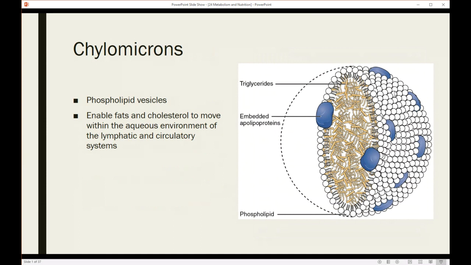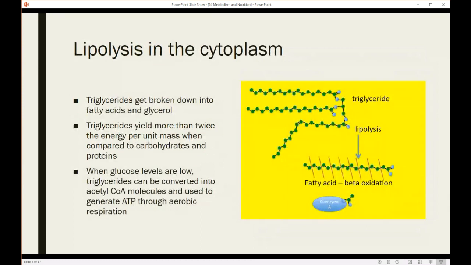We put this phospholipid head out, and then the tails are inside, right? Because the tails are hydrophobic, meaning they don't like water, and the heads are hydrophilic, meaning that they can live within the water or the aqueous environment. Lipolysis, in the cytoplasm, is where we break down the triglyceride even smaller. They get broken down into fatty acids and glycerol. Lysis means to break. Lipo means the fat. So they break down the fat.